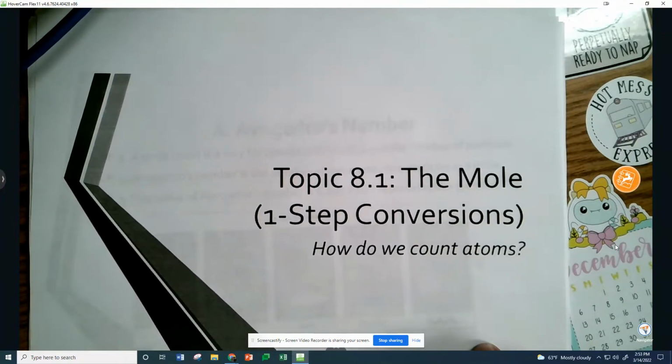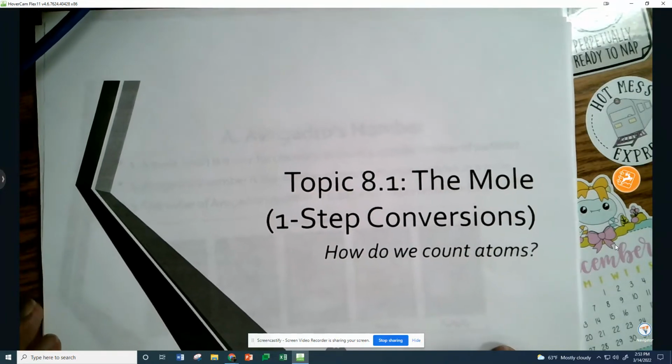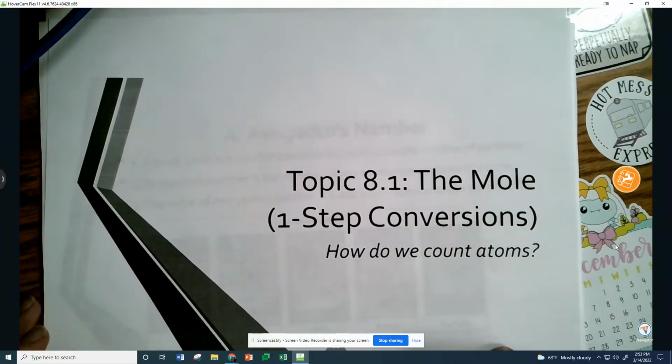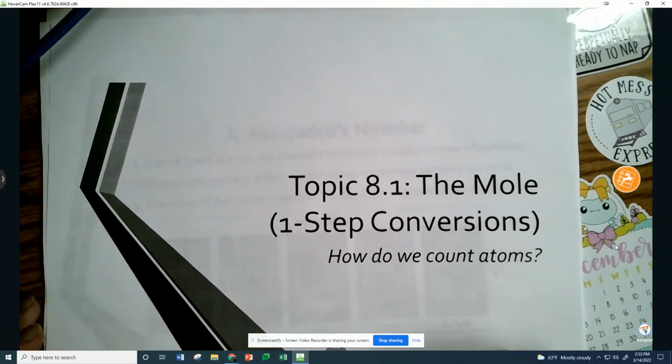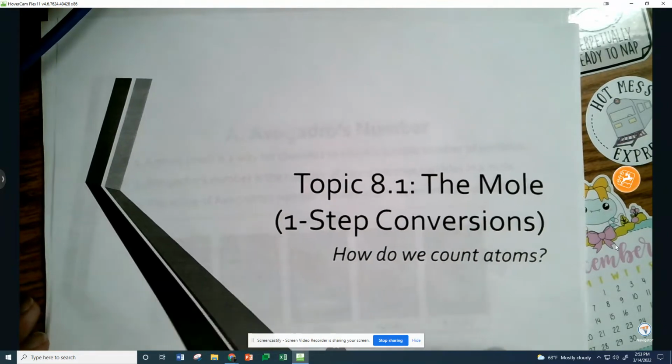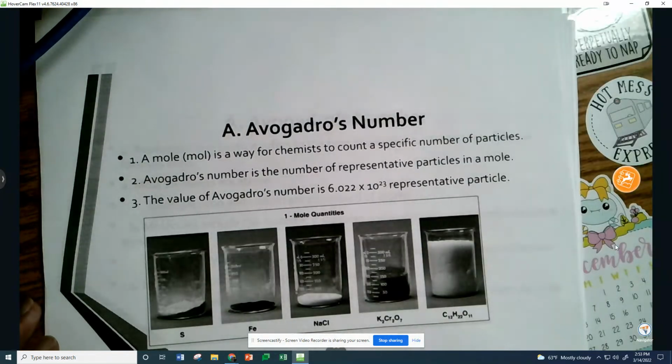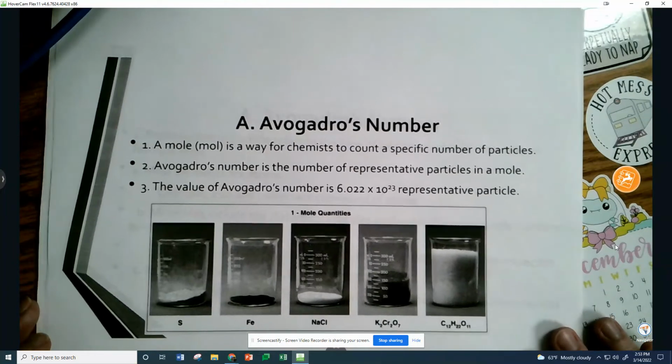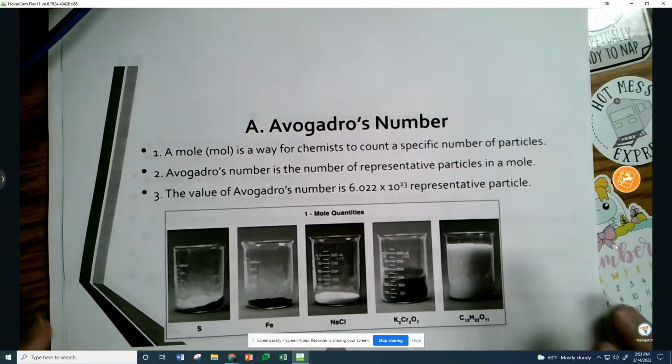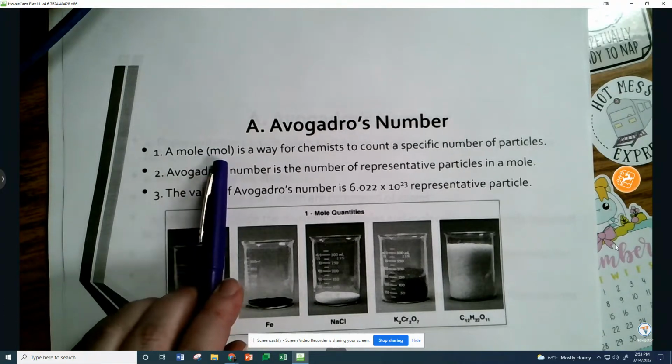So again, this is our introduction. By no means are we done with mole conversions after this. And when we do our lab, a lot of this will start making more sense once you have things in front of you. So to start, we're going to start with, again, quantifying material, and we do that through a unit called the mole. It's abbreviated MOL.